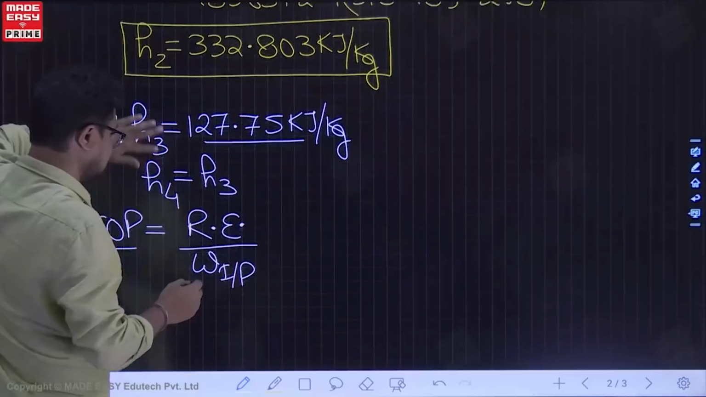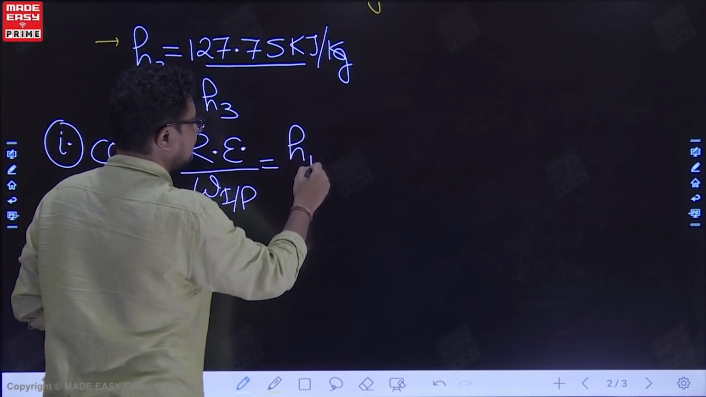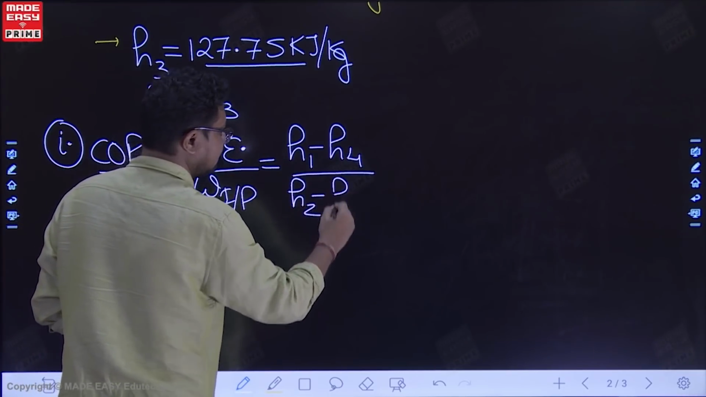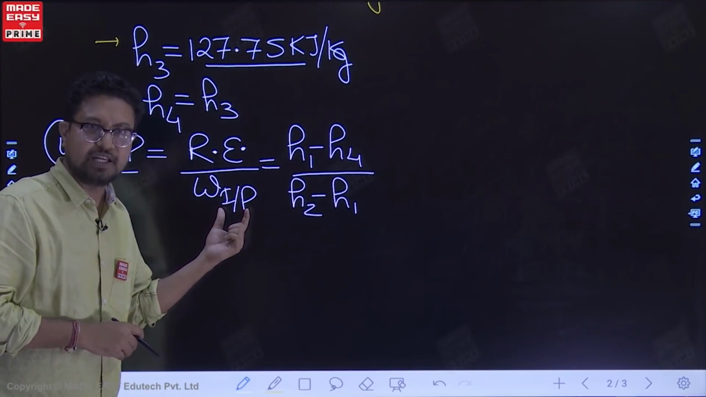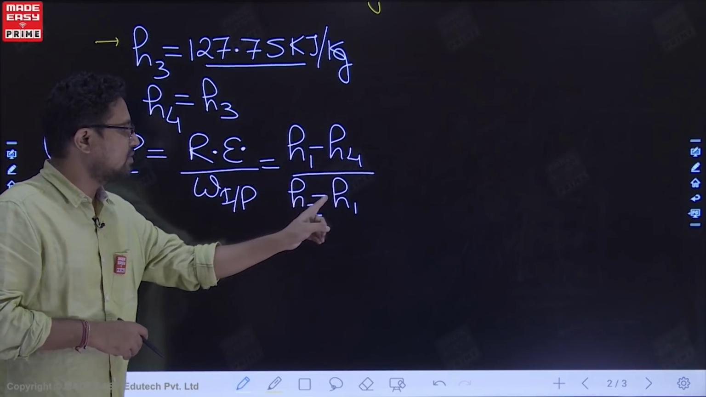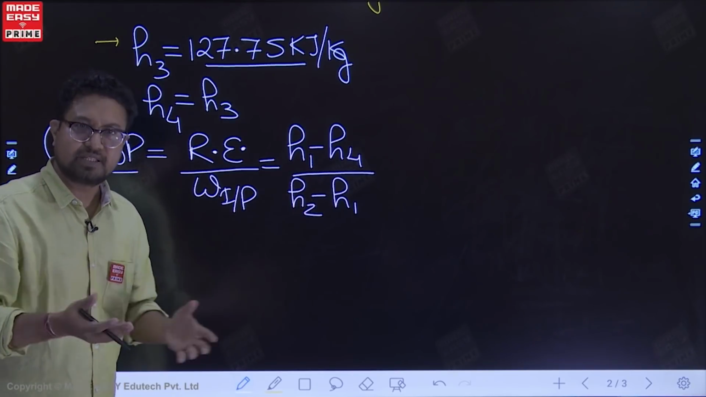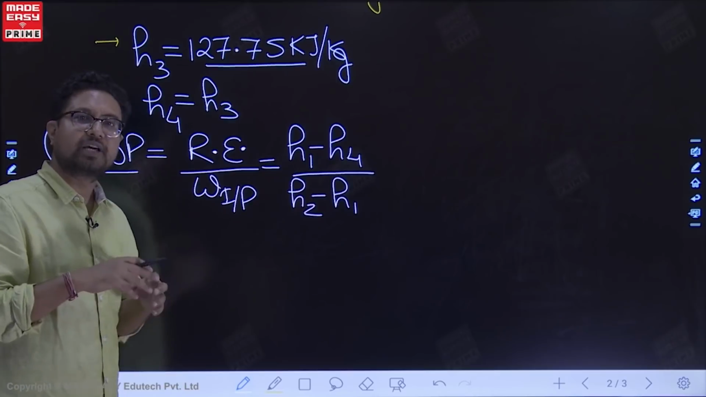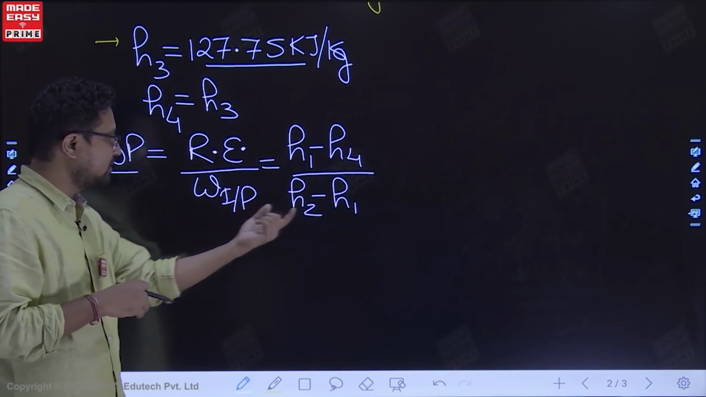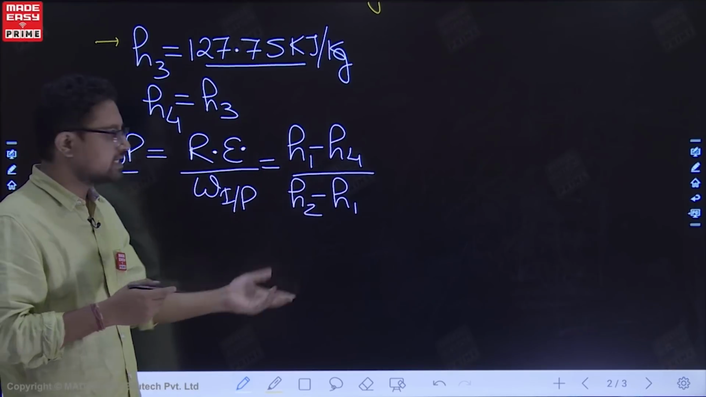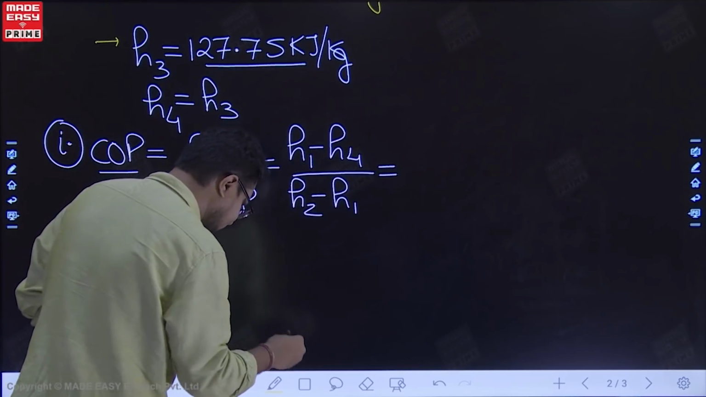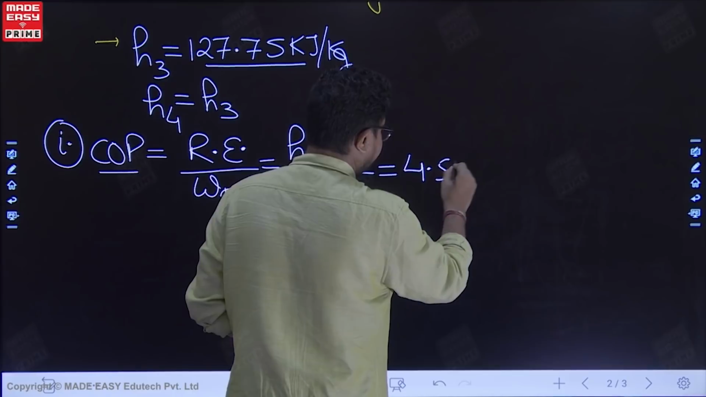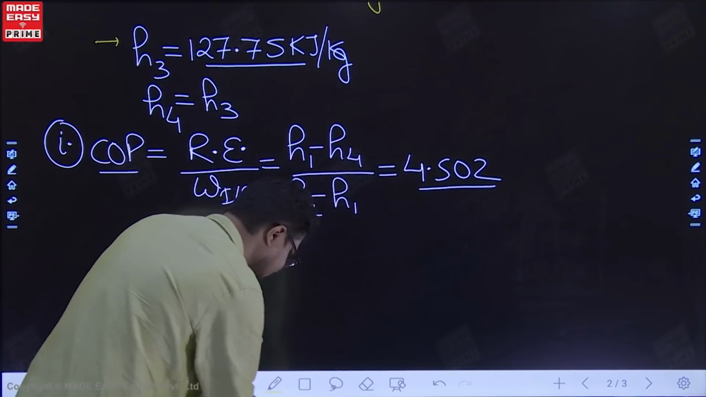So the COP is H1 minus H4, the refrigeration effect, upon H2 minus H1, the work input in the compressor. From where are we getting these values? You can apply the steady flow energy equation. For the heat exchanger, you will get heat equal to enthalpy difference. For the compressor, you will get work input equal to this. So we know all these values. Now we can simply write the value of COP. This comes out to be 4.502. This is the value of COP.